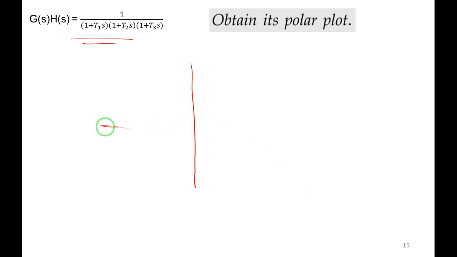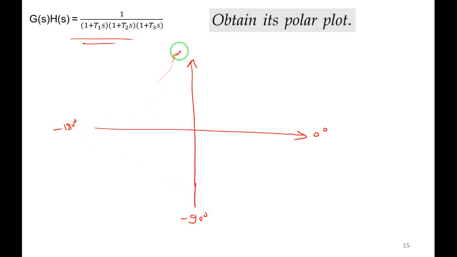So you try to draw it, and I'll give some time and tell me whether you have drawn correctly or not. 0 degree, minus 90 degree, minus 180, minus 270 degree. So this is real axis sigma and imaginary axis is j omega. For 1 by 1 plus ts, starting point is here. Starting point is not going to change. This is same for omega equal to 0.